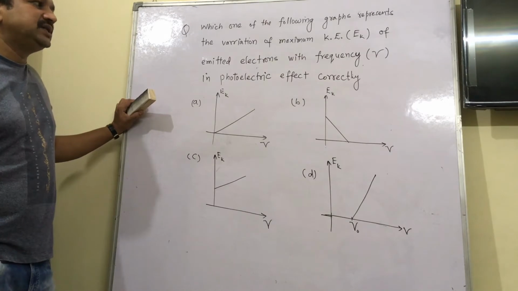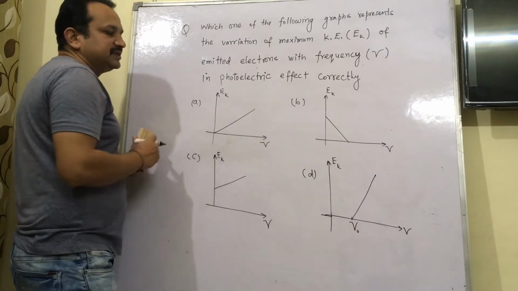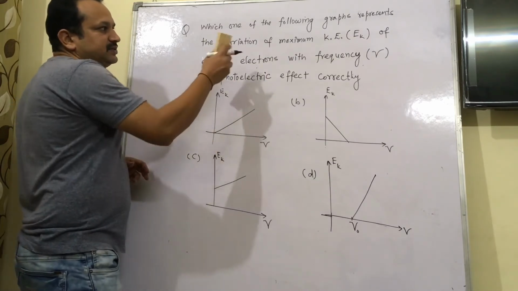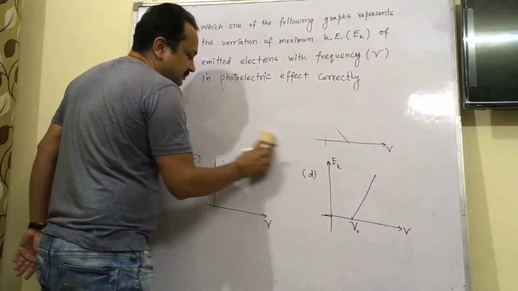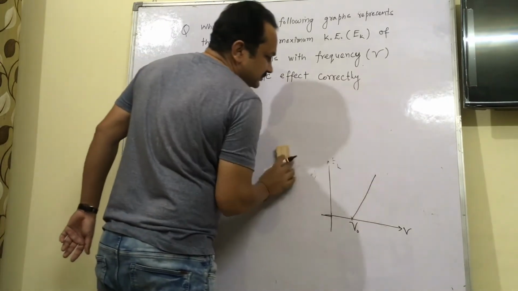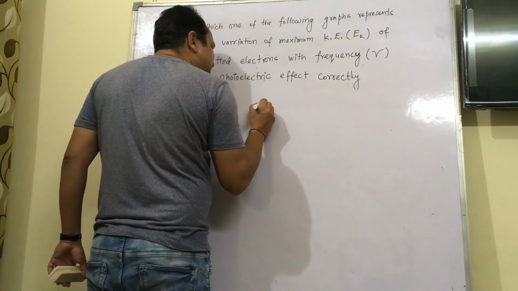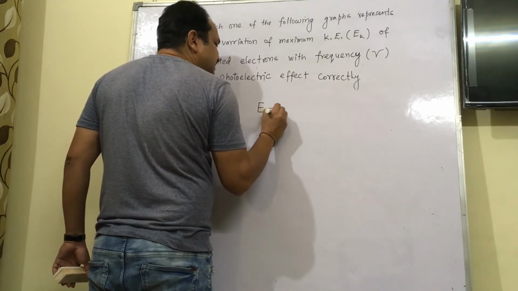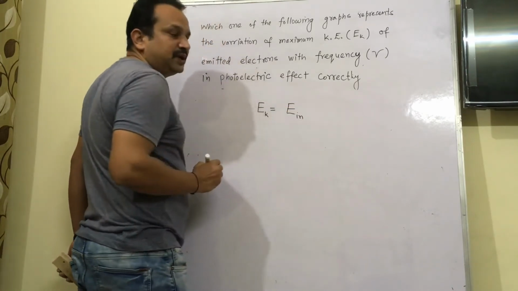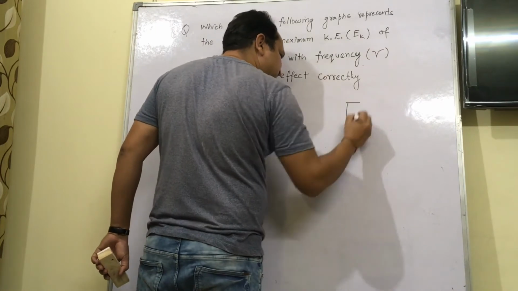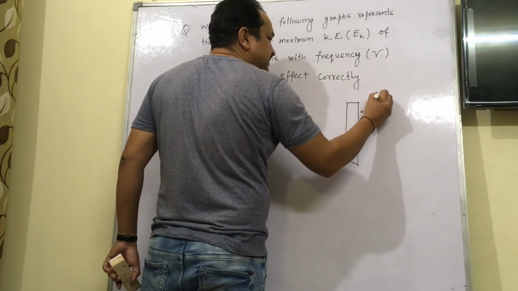So first we need to understand the photoelectric effect. Which graph will correctly represent this frequency and maximum kinetic energy? So let me start with some basics. We know maximum kinetic energy is equal to the energy incident on the metal plate. Suppose this is a metal plate and this is photon energy incident.